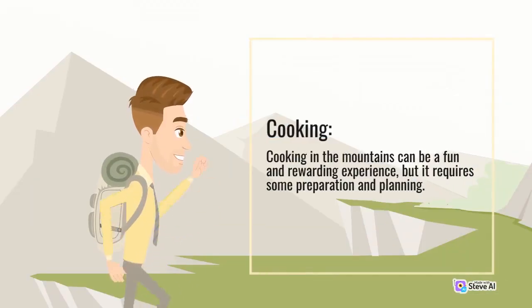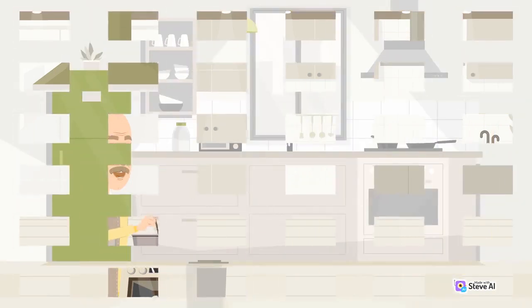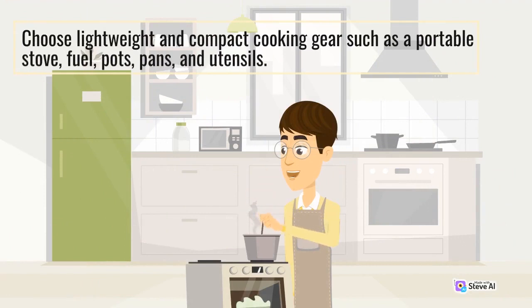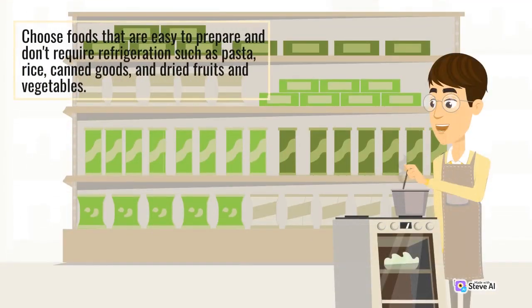Cooking. Cooking in the mountains can be a fun and rewarding experience, but it requires some preparation and planning. Here are some tips for cooking in a mountain setting. Plan your meals ahead of time and bring all the necessary ingredients and cooking utensils. Choose lightweight and compact cooking gear such as a portable stove, fuel, pots, pans, and utensils. Choose foods that are easy to prepare and don't require refrigeration such as pasta, rice, canned goods, and dried fruits and vegetables.